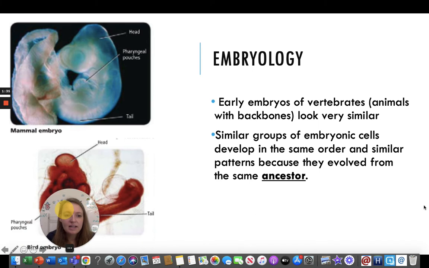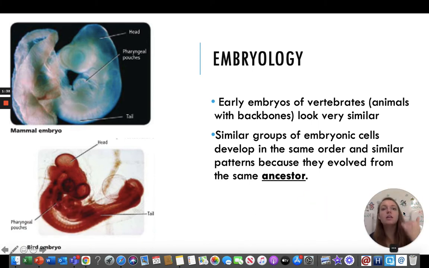All right, so let's start going through the lines of evidence for evolution. Our first discipline of biology or of science that we're going to be talking about is embryology. So embryology is the study of embryos. And so early embryos of vertebrates, so remember a vertebrate is an animal with a backbone, they look very similar.